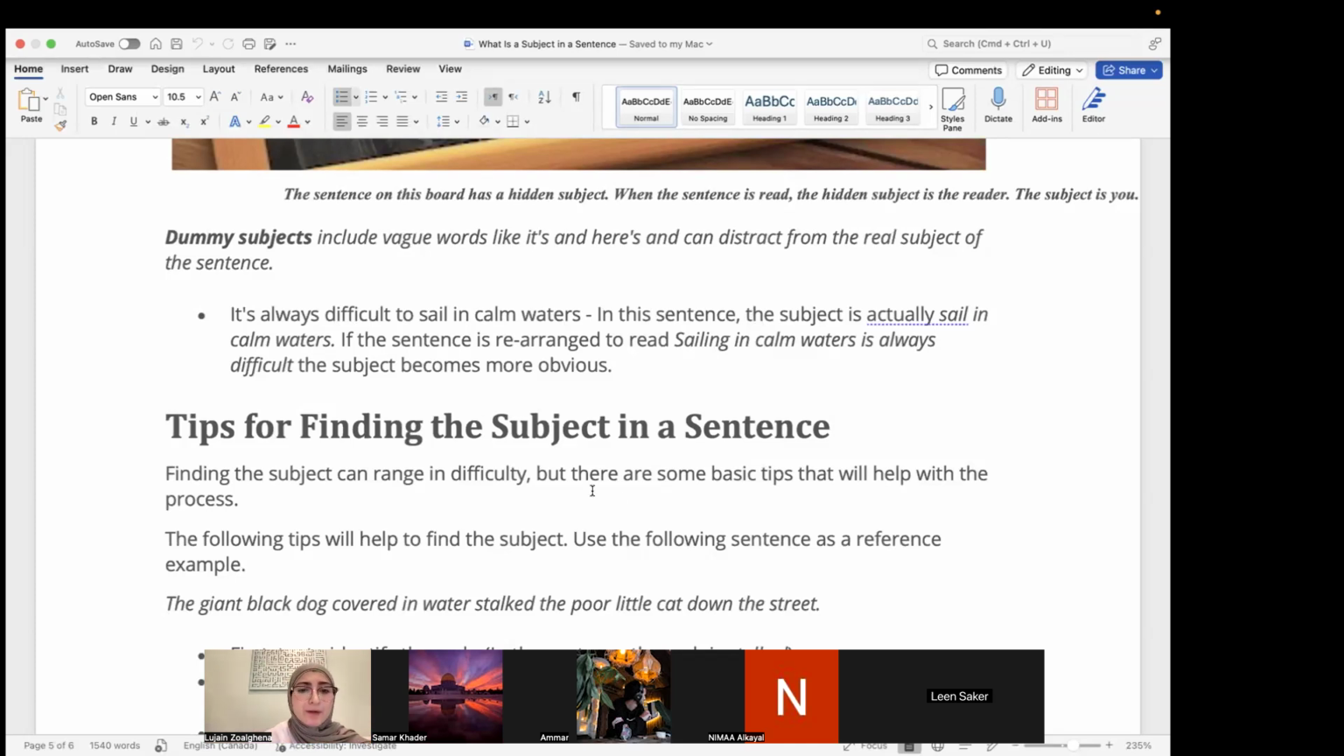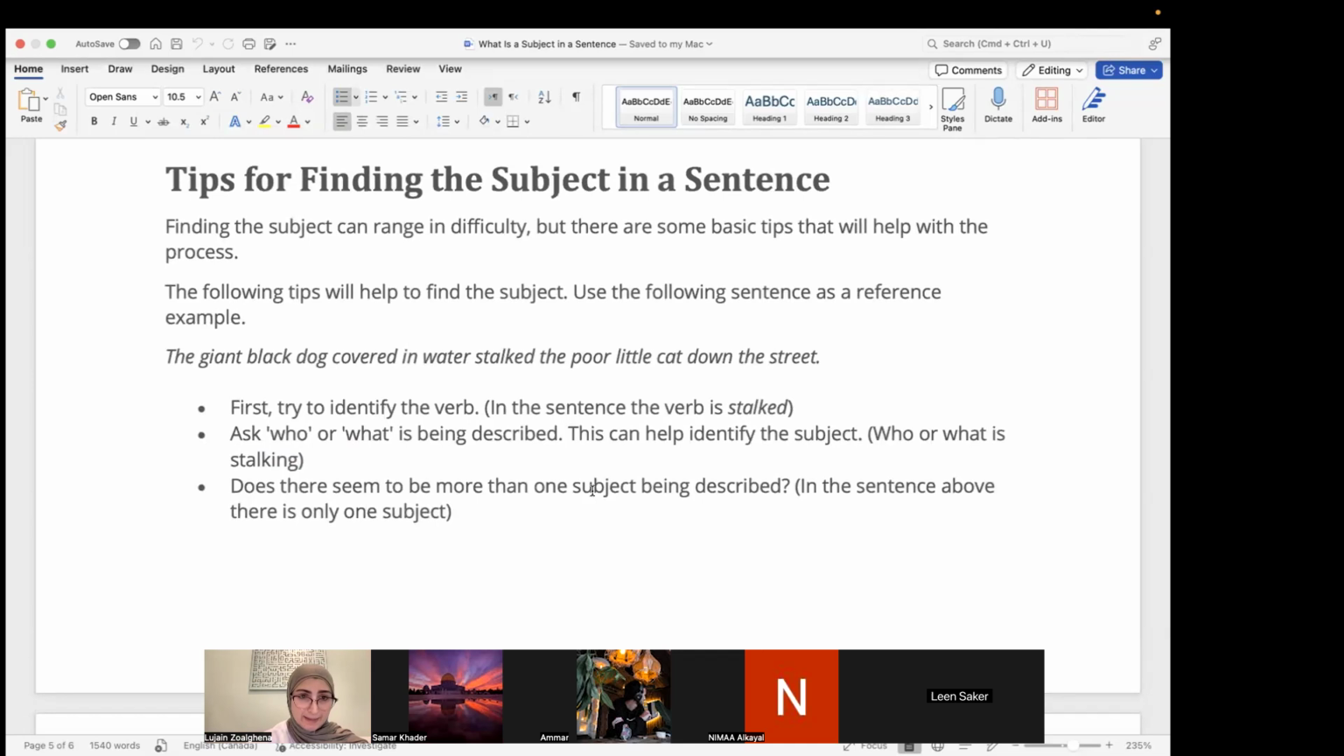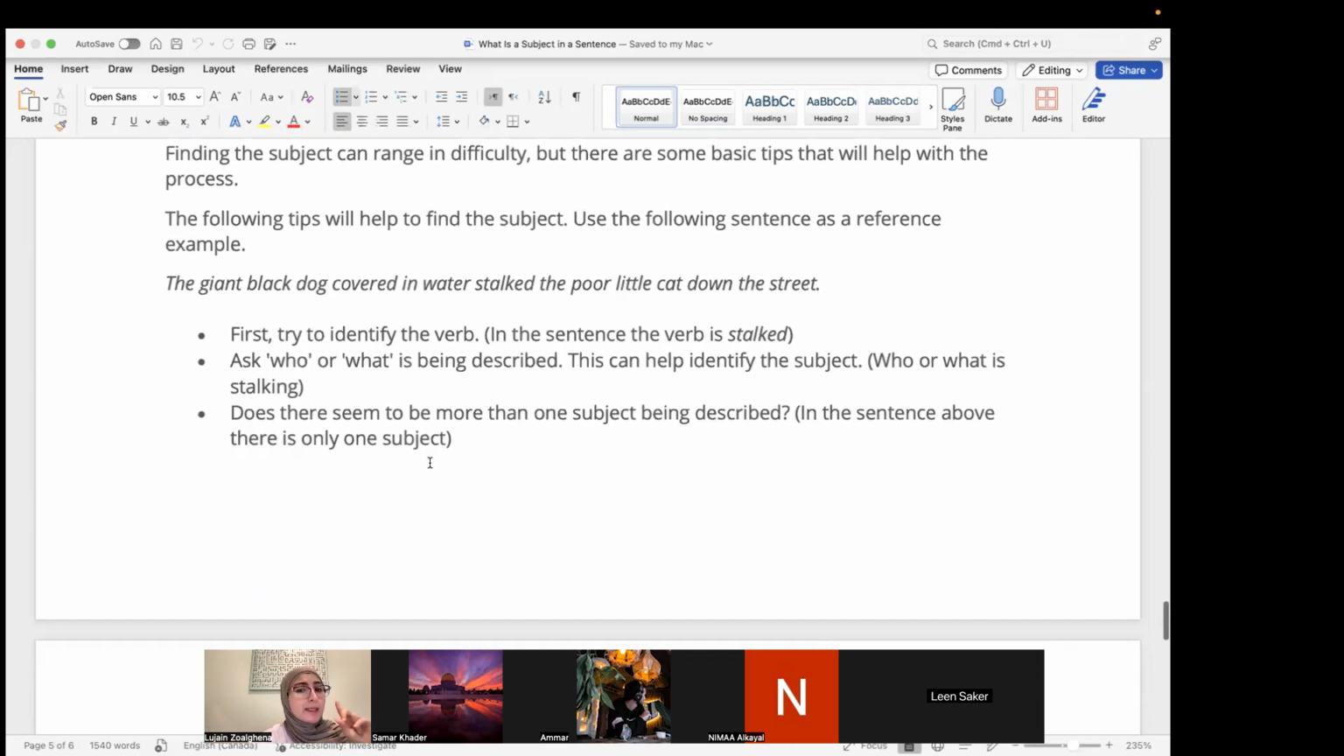So, tips for finding the subject in a sentence. Finding it can range in difficulty, but there are some basic tips that will help with the process. First, try to identify the verb. Try to find the verb. In the sentence, the verb is talk. Okay, so they gave us an example. Who wants to read it?